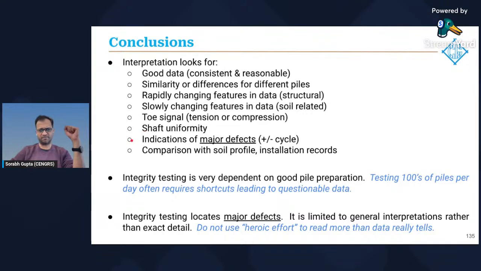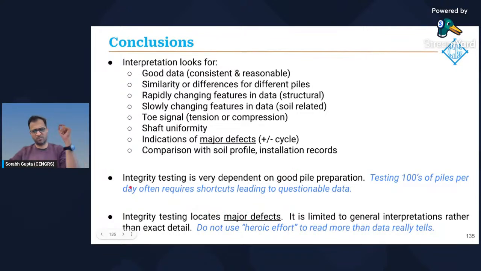pile installation program. And lastly, to really make sense of PIT data, it's very important to look at your soil report, look at your bore logs, and it's really like solving a jigsaw puzzle. You have to put all these pieces together, and only when all the pieces are put together, then you can make sense of what's actually going on at site.